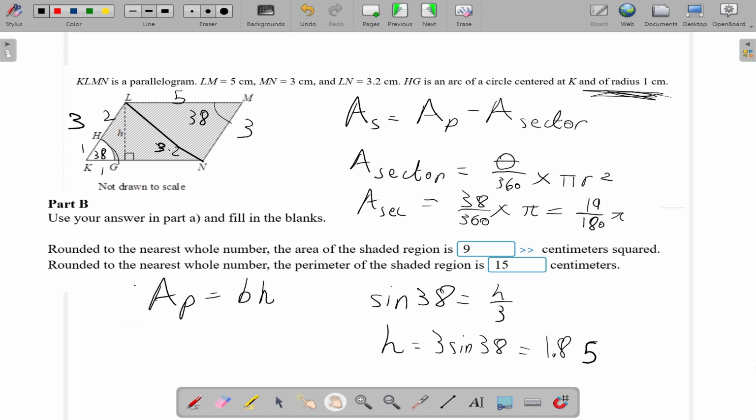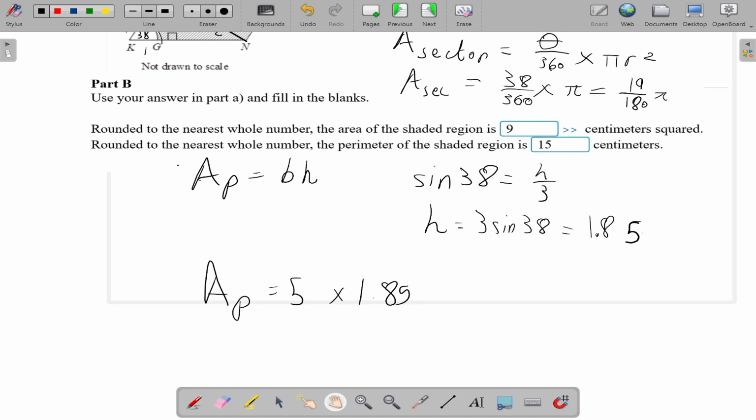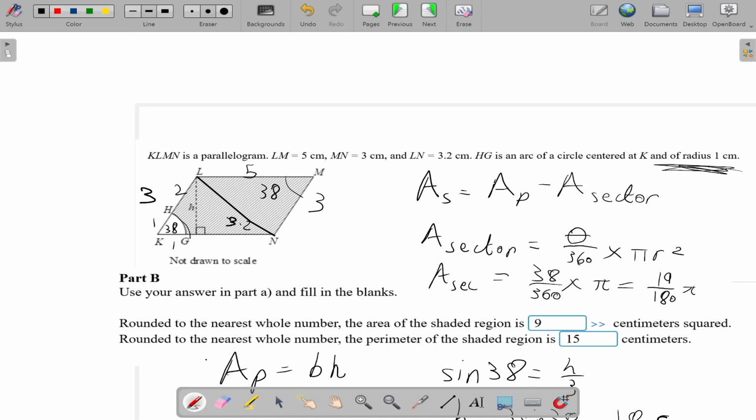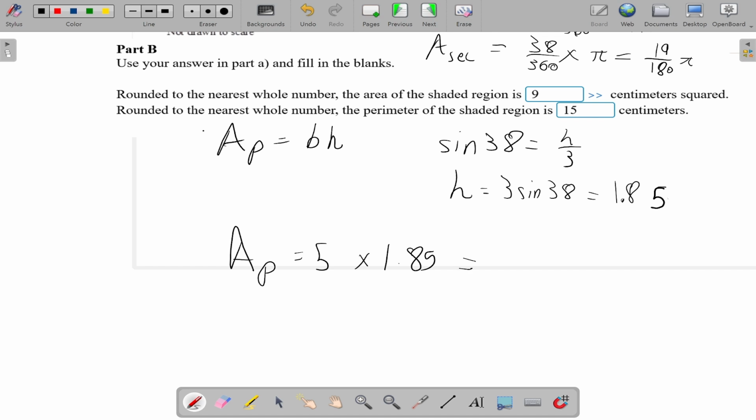So the area of the parallelogram is the base, which was 5, times 1.85. If you're wondering where I got the 5 from, again, sides in the parallelogram are congruent. So LM is 5, KN is also 5, and KN is our base. Okay, so now that we have this, we can do 5 times 1.85, which gives me 9.2, which rounds to 9 centimeters squared.